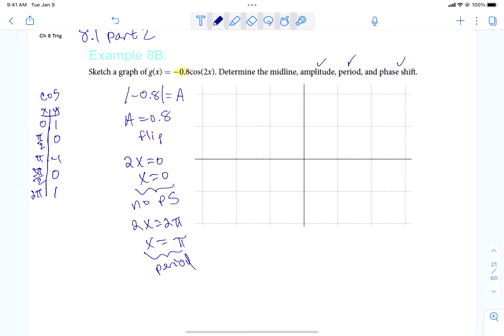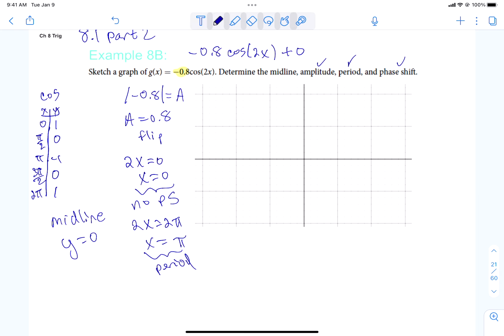So we've done that. Now let's talk about the midline. Technically, I could rewrite this as the cosine of 2x plus 0. That tells me that the midline is at y equals 0. So that's our vertical shift. So it's kind of midline and vertical shift are the same.